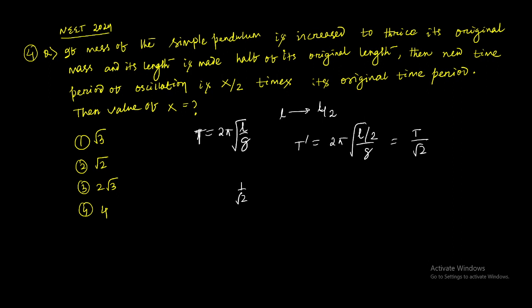So 1 by root 2 is equal to basically x by 2, because this is x by 2 times what they have given, right? So x by 2. So x equal to 2 by root 2, that will be root 2. So here option number 2 will be correct. This should be root 2.